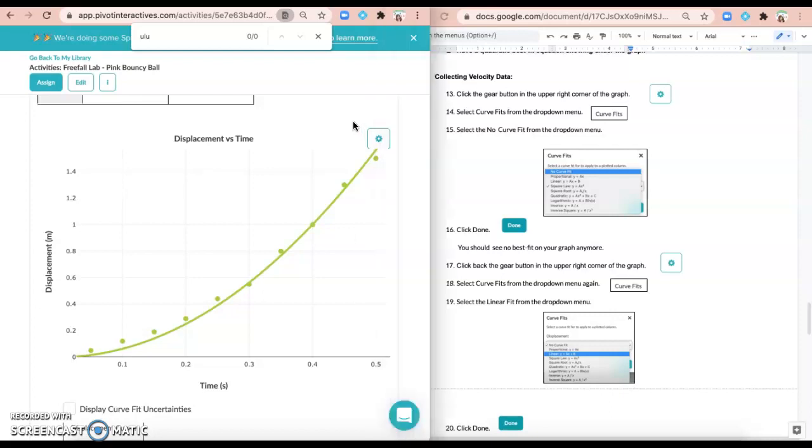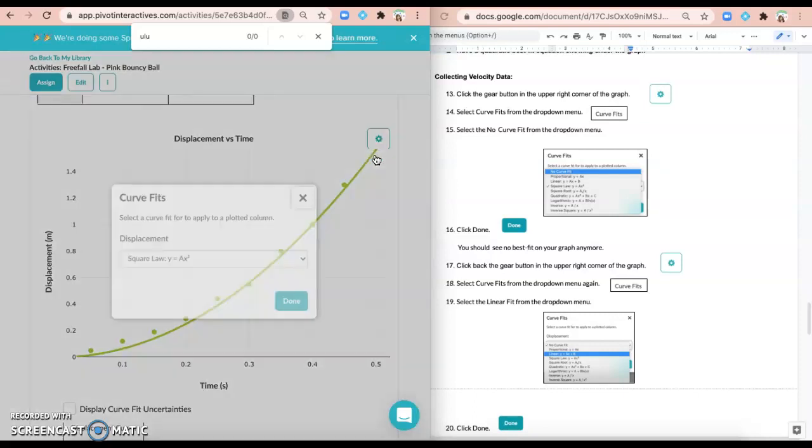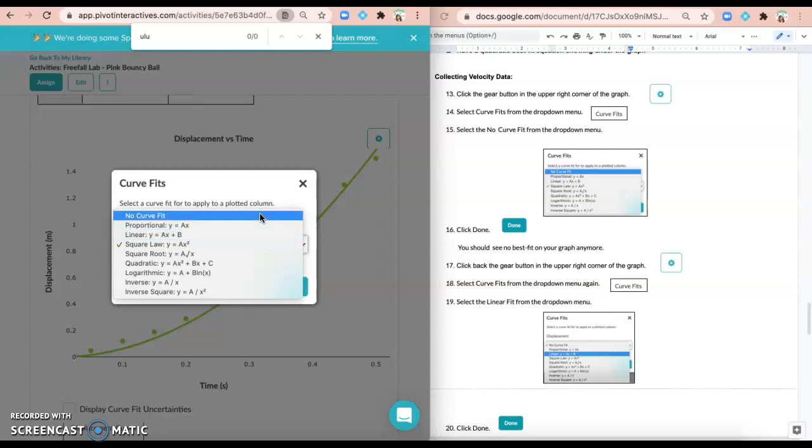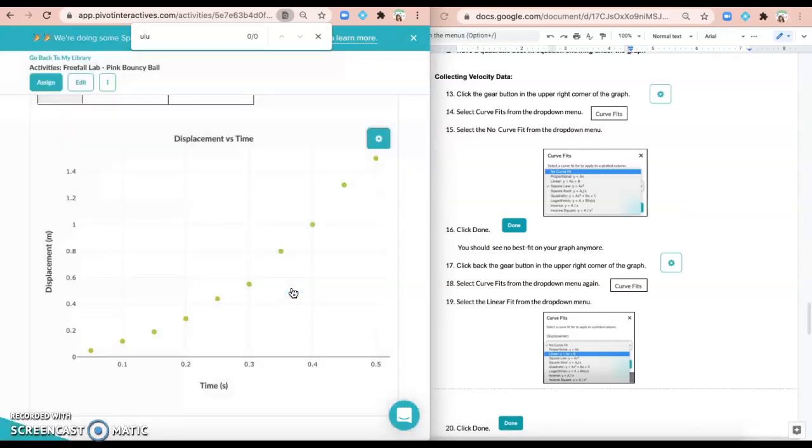So I want you to come over in Pivot Interactives. This is number 13 in the procedure. We're going to click on that little gear in the upper right corner of your graph and hit Curve Fits to pull up our menu. And let's go ahead and get rid of that quadratic fit. We're going to go to a no curve fit. So we're going to just reset ourselves. You should see no best fit on your graph anymore.